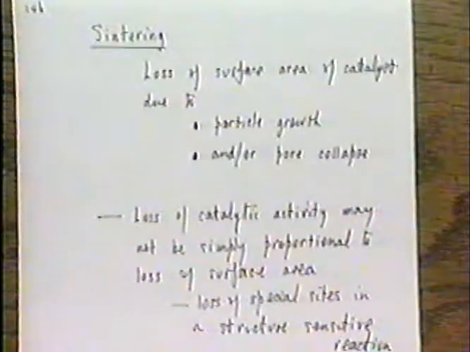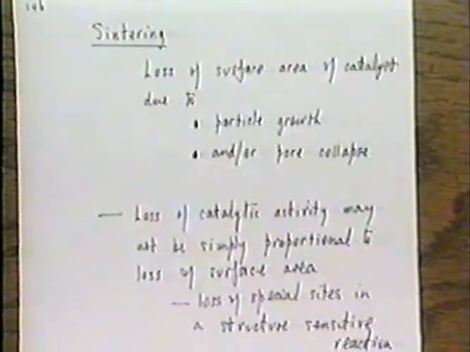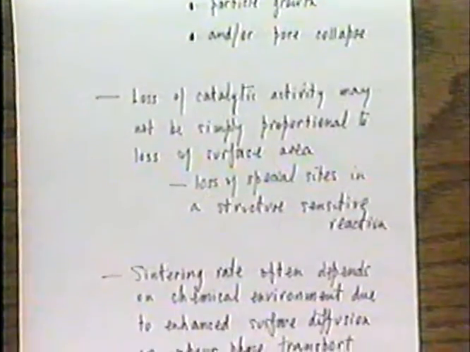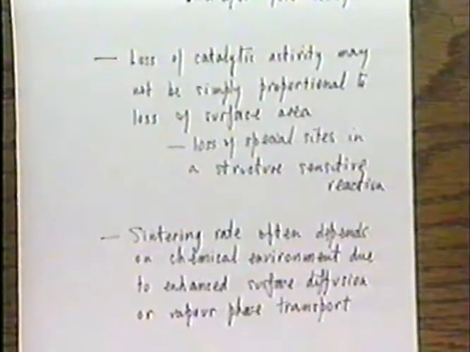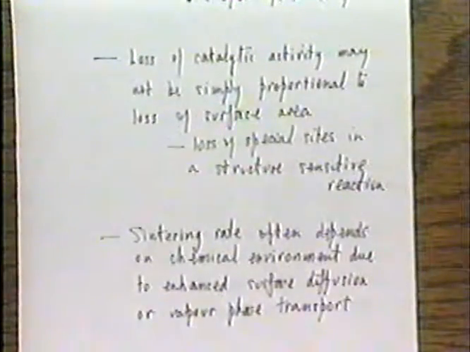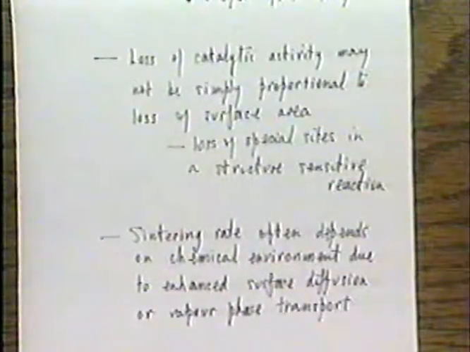Pore collapse is usually found in porous materials like aluminas or silicas, and it's particularly worth noting that sintering due to pore collapse is very often a function of the nature of the gas phase in contact with the solid. A particularly well-known example of this is the influence of water vapor on causing pore collapse in porous materials like silicas and aluminas and aluminosilicates.